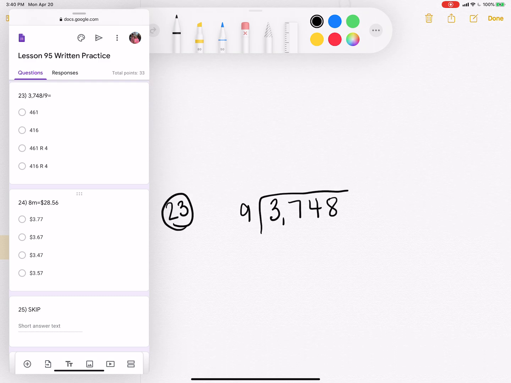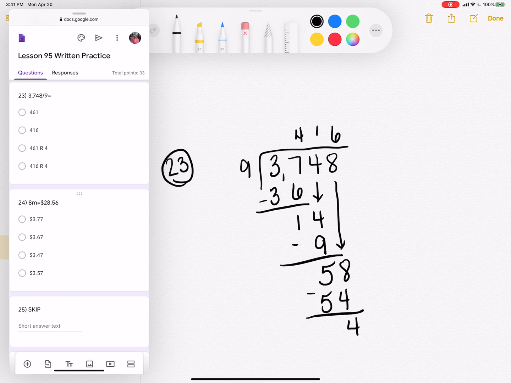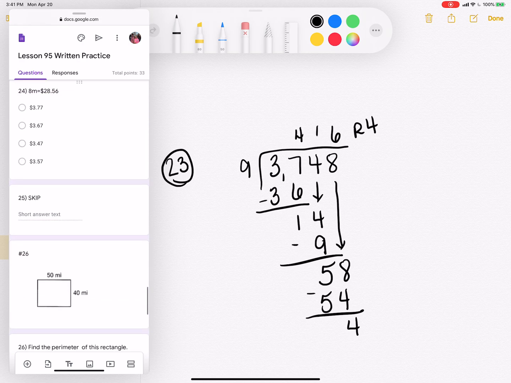Number 23. How many 9's are in 37? 9 times 4 is 36. That leaves us with 1. Bring down a 4. There's only 1 9 in the number 14. That is a difference of 5. Bring down your 8. 9 times what is closest to 58? 9 times 6 is 54. 8 minus 4 is 4. So that's a remainder of 4. 416, remainder 4.